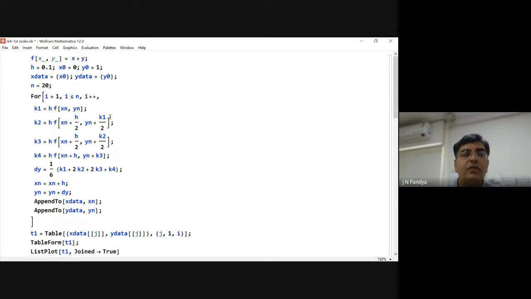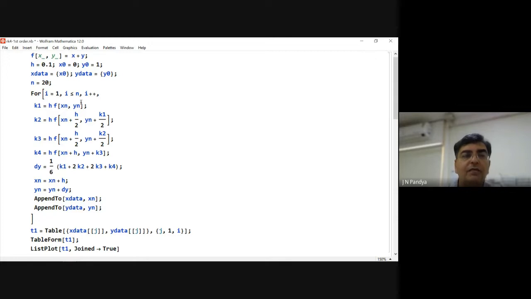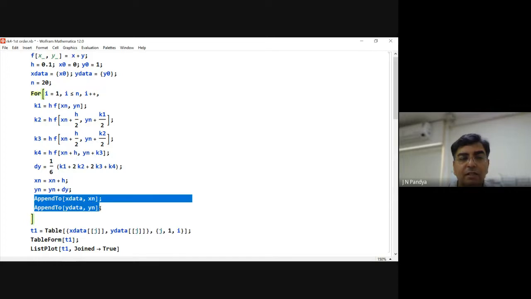So this is the way you write a for loop in Mathematica. Remember, there are only three commas. One comma here, one comma here, one comma here. Rest all are semicolons because I don't want to display this output anywhere. But one has to understand, even if I did not display anything here, I am doing one simple command here. Every time I identify what is xn and ym, I am appending it to x data. That means initially my x data was having only one value, but after all these iterations, my x data will have 21 values.